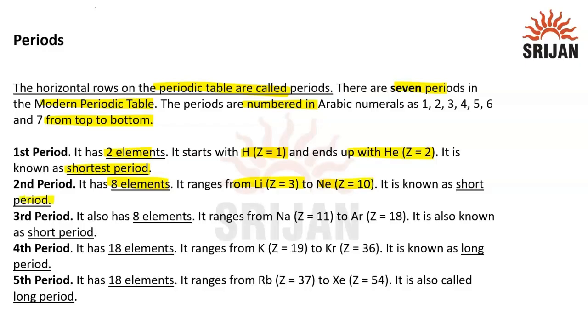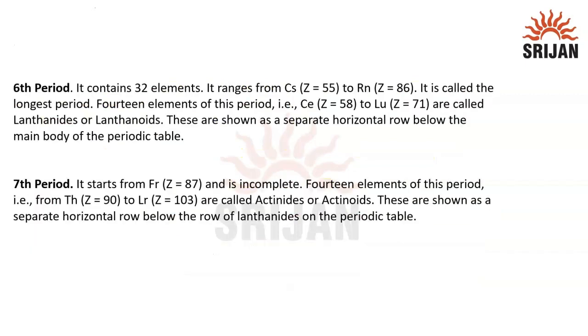Then the third period also has 8 elements, starting from sodium and ending at argon. It is also known as a short period. Then the fourth period has 18 elements. It starts from potassium and ends at krypton. It is known as a long period. Then the fifth period also has 18 elements. It starts from rubidium and ends at xenon. It is also called a long period. Then the sixth period contains 32 elements. It ranges from cesium and ends at radon. It is called the longest period.